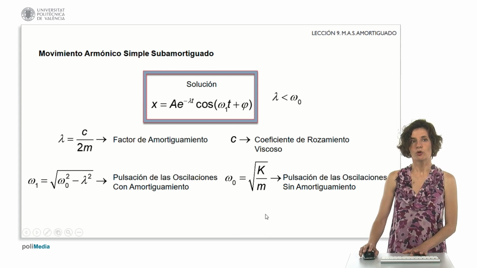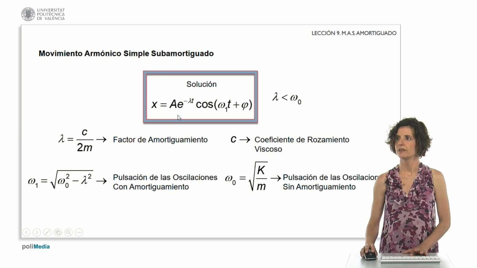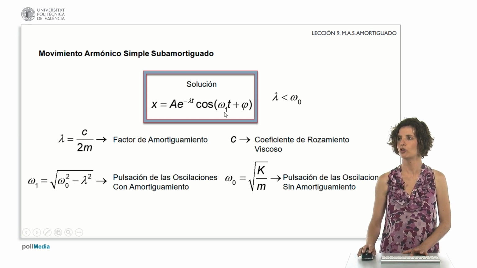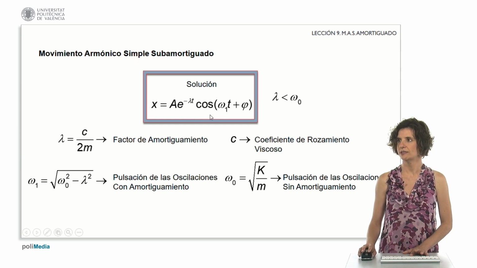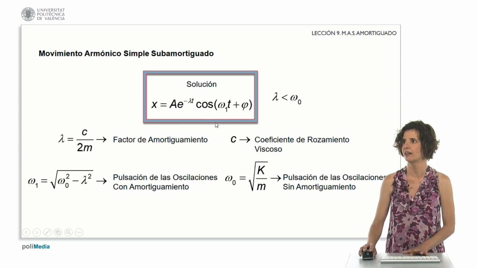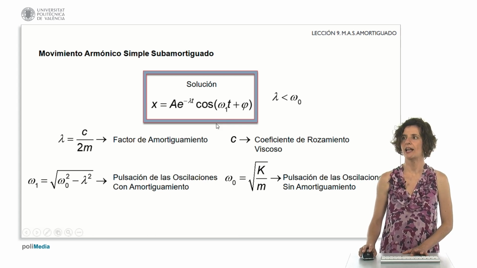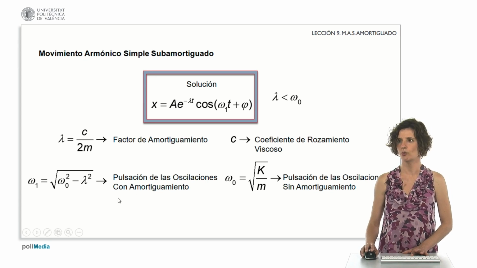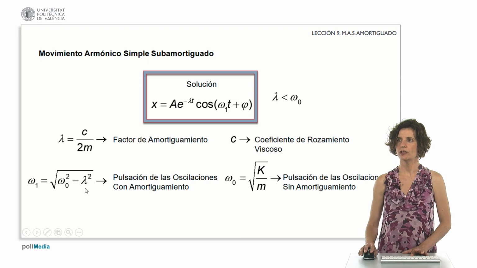Well, in the latter case, the elongation is given by this equation: A times e to the minus lambda t times cosine of omega sub 1 t plus phi. We could have represented it by a sine. You know that the only difference is the initial phase. In this case, we see that the pulsation is omega 1, not omega 0, which is what we had when the oscillations were undamped. The relationship between omega 1 and omega 0 is shown here. You can see that they only differ in one term where lambda is present, which is the damping factor.